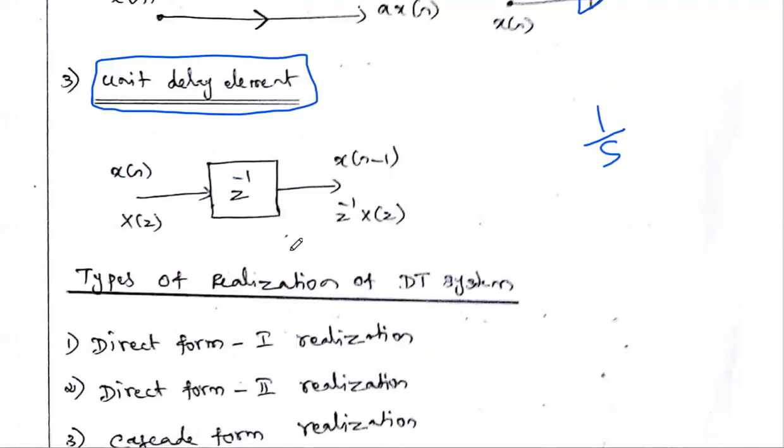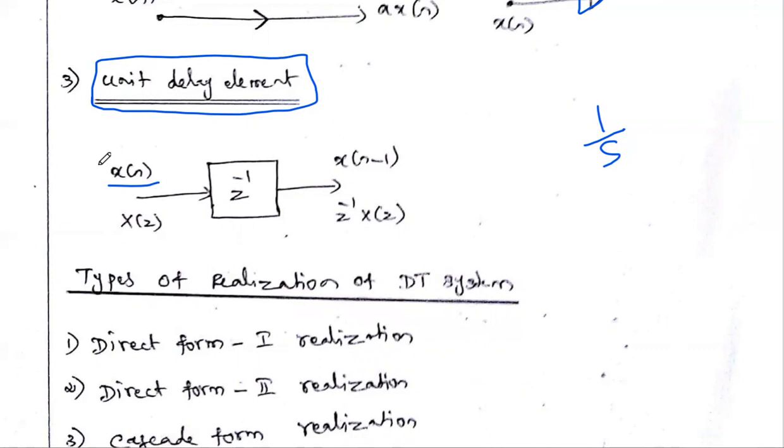And the Z inverse, if you are giving the input x of n in time domain, what is the name of this element? Unit delay element. So the unit delay element produces 1 second delay for the time domain signal. So if the input is x of n, the output of this delay element is x of n minus 1. So this x of n signal is delayed by 1 second.